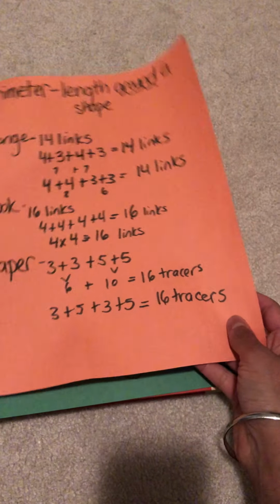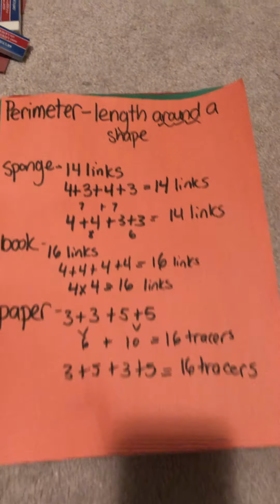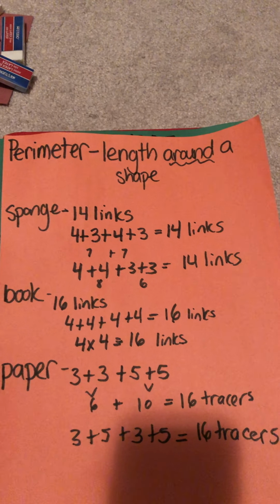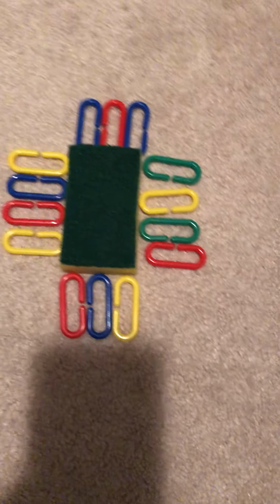But let's do a little refresher on perimeter. Perimeter was the length around a shape. Now, what do I mean by that? I'm going to go back to the sponge example we did last week.